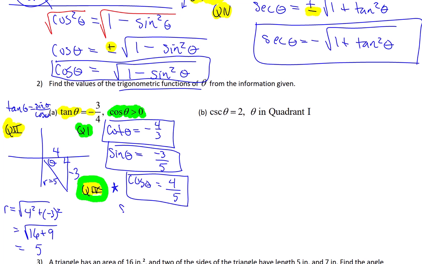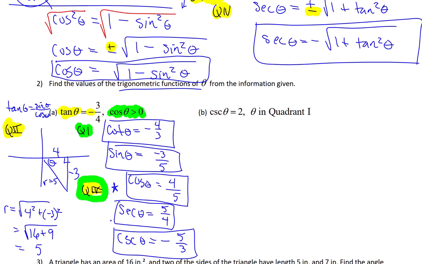Let's see, next we could do secant and cosecant. So secant, remember, secant is 1 over cosine, which means we just flip over cosine. It was 4/5, now it's going to be 5/4 for secant, the reciprocal of cosine. And lastly, cosecant theta. Cosecant is 1 over sine, the reciprocal of sine. Well, sine of theta was -3/5, so cosecant would be -5/3. A reciprocal is still negative, and so we'll keep it that way. Cosecant theta, -5/3.